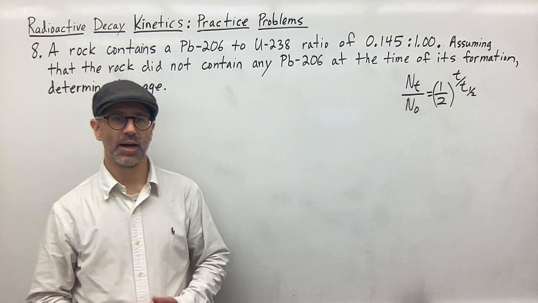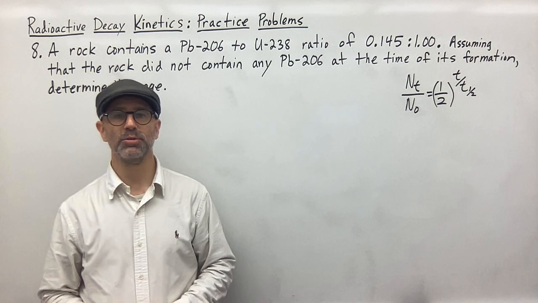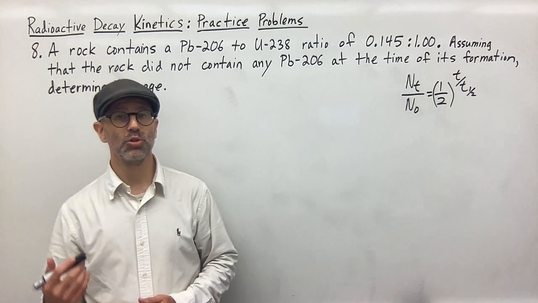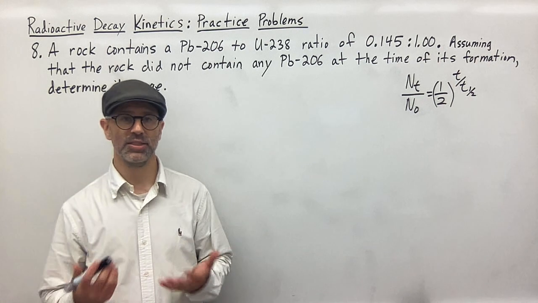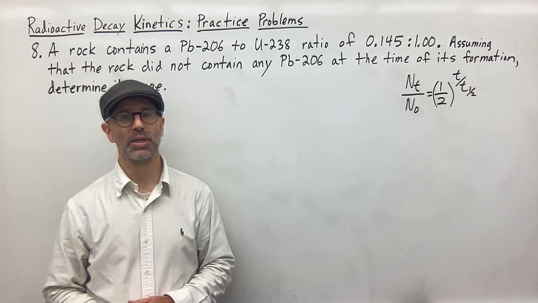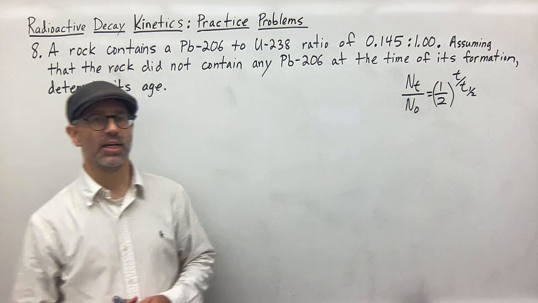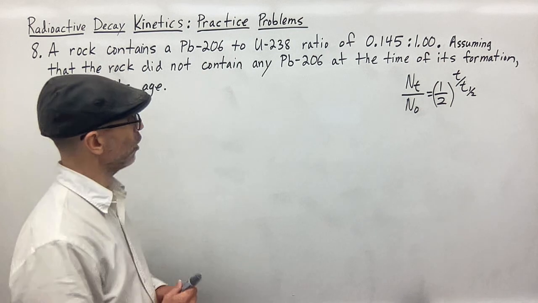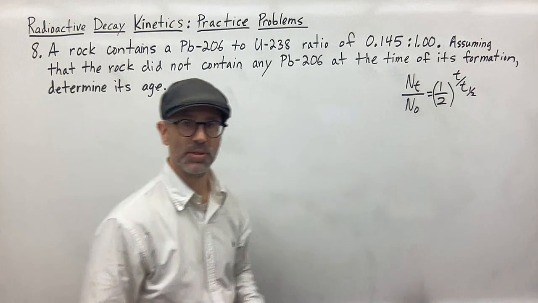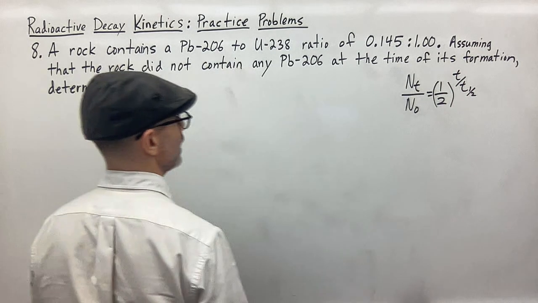So we're given a rock that contains a lead 206 to uranium 238 ratio of 0.145 to 1 gram. So we're assuming that this is a gram ratio. Assuming that the rock did not have any lead 206 at the time of its formation, determine its age. Okay, so here's our formula or equation that we're going to use. So let's lay out what we know and what we need to find out.